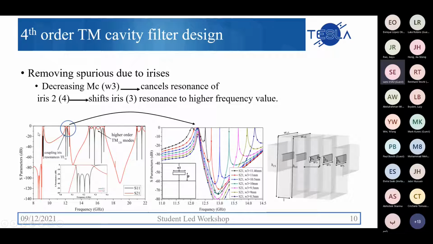That is, when we decrease the width of the central iris, which means we are minimizing the central coupling value, the resonance due to irises, in this case iris 2 and iris 4, is affected. The central iris shifts its resonance frequency to a higher value, and the other two resonances start to cancel each other. In this way, we get suppression of the iris resonances, and the central iris resonance can be shifted to a higher frequency value, which will be shown later, around 20 gigahertz.